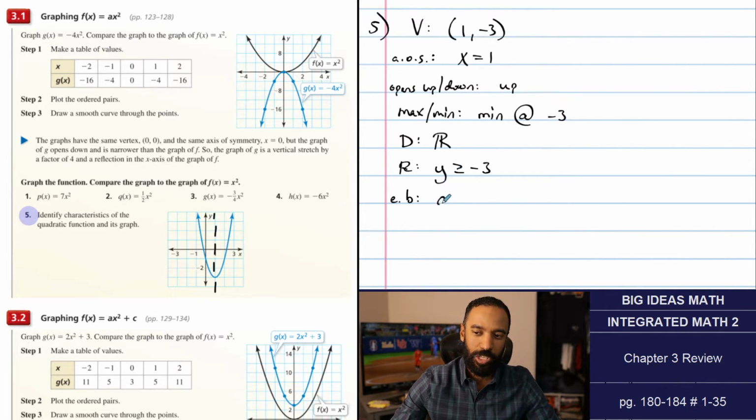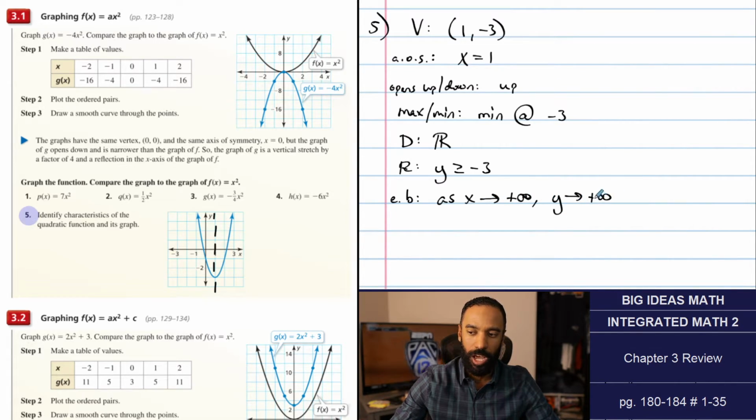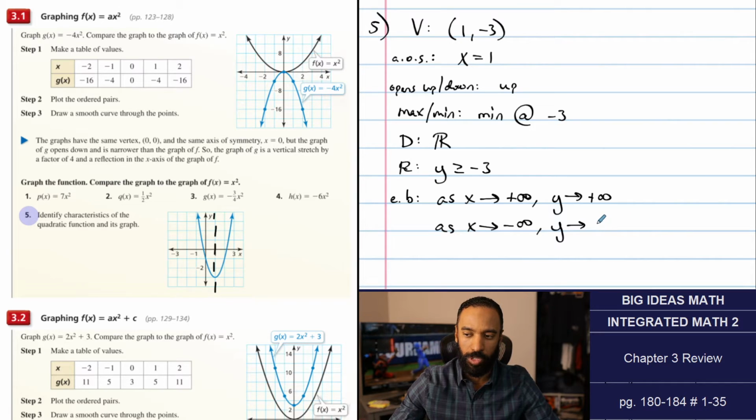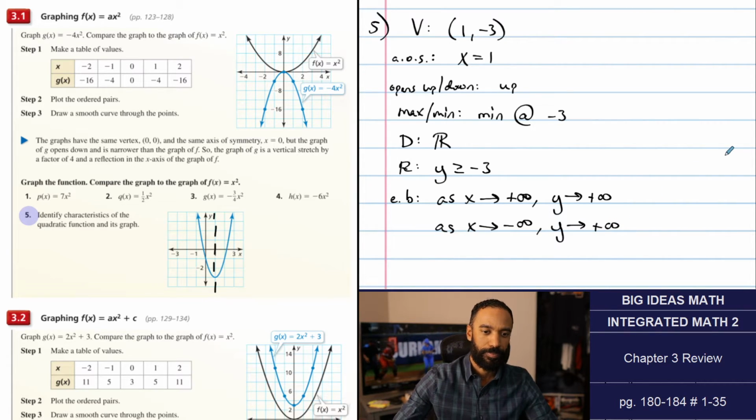The end behavior, and this is the part that I don't know we're actually doing, so you can totally ignore this if you have no idea what I'm talking about. As x approaches positive infinity, as we go right forever, you see the y values trend upward forever. And as x approaches negative infinity, as we go forever left, the y values are still approaching upwards forever.